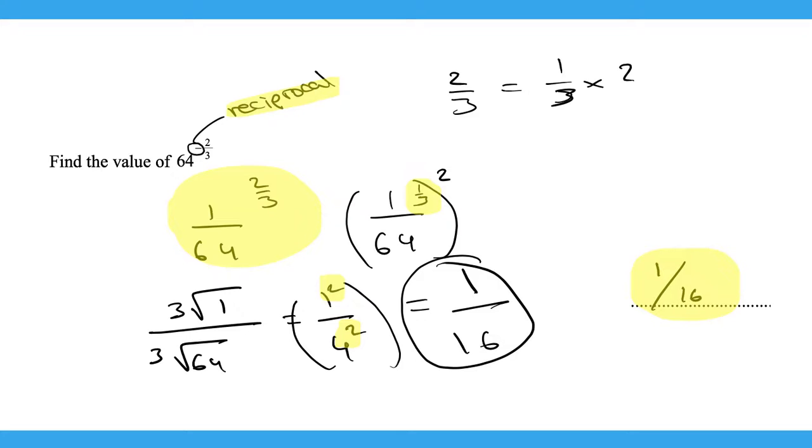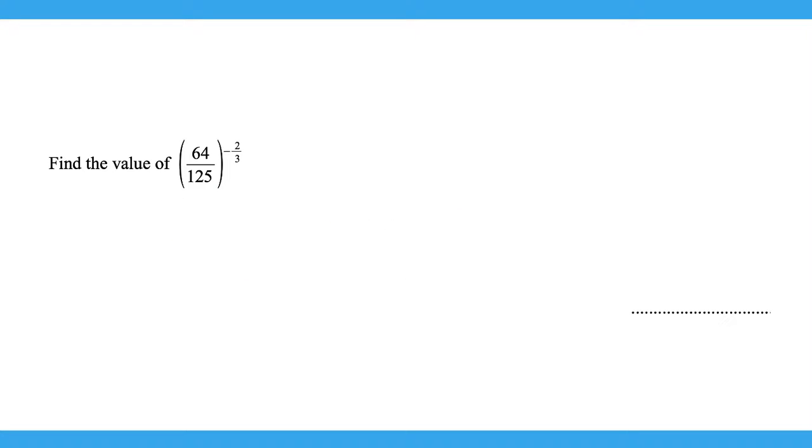Okay, next question. We have 64/125 to the power of negative 2/3. Okay, let's work through it step by step. We have a negative, so we're going to find the reciprocal, which means we flip them around.